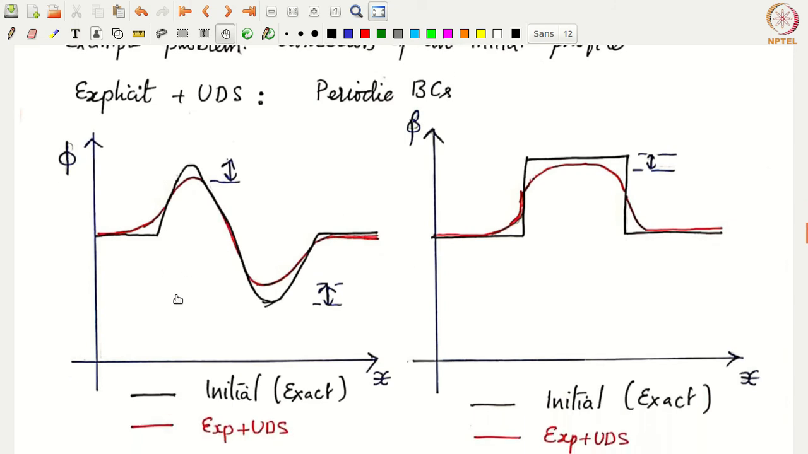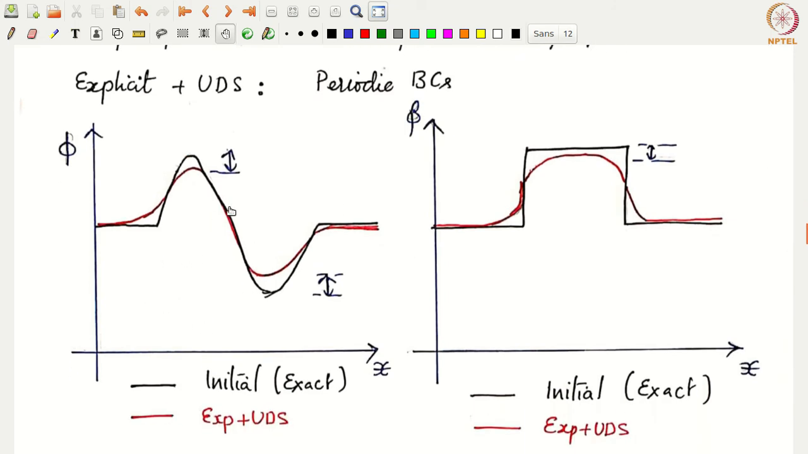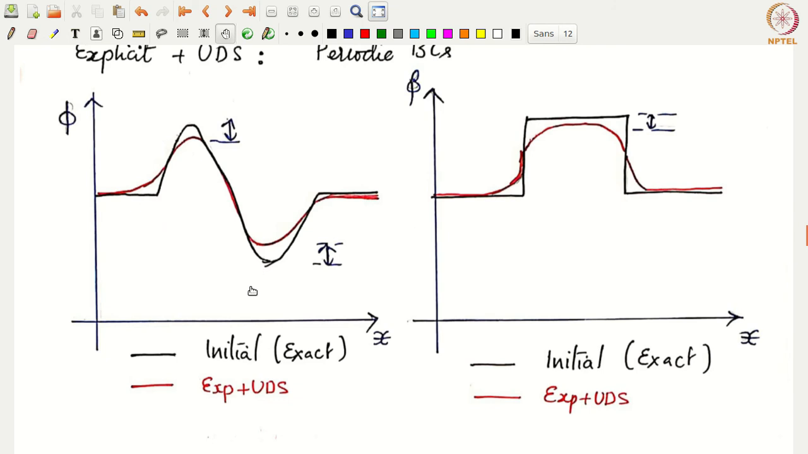So here on the left hand side you see an initial sine wave, on the right hand side you see the problem of the square pulse. So I have periodic boundary conditions here and here. That means whatever goes out of here will come back from here. Now the initial profile is shown here in black. Okay, this is basically approximately a sine wave.